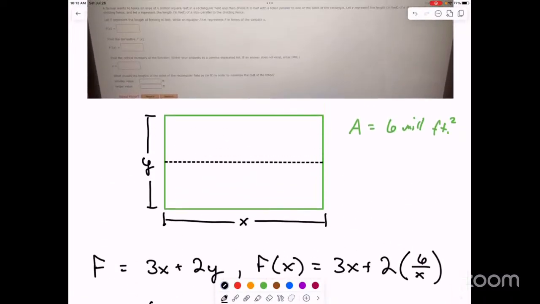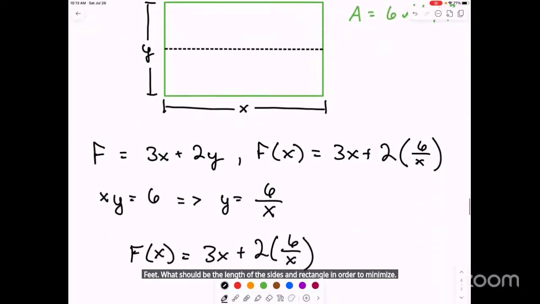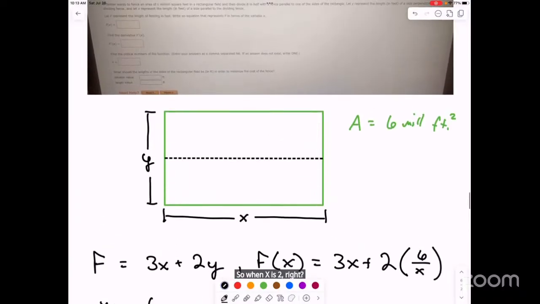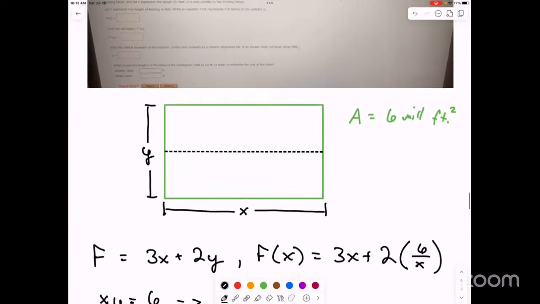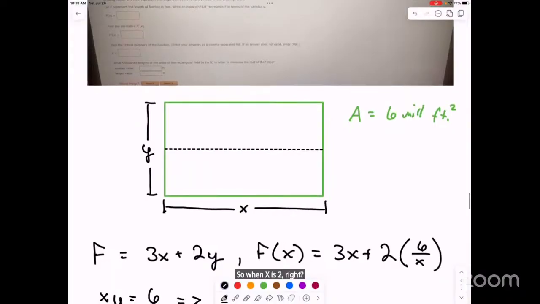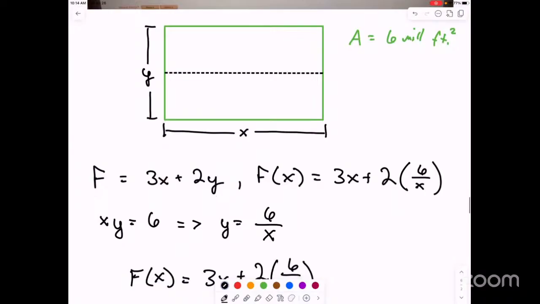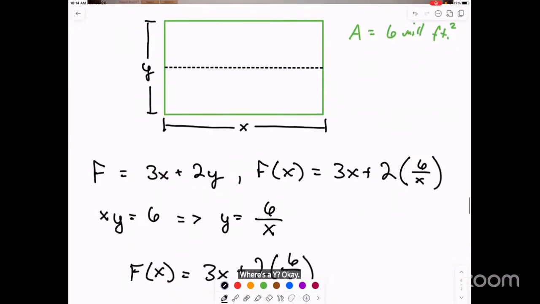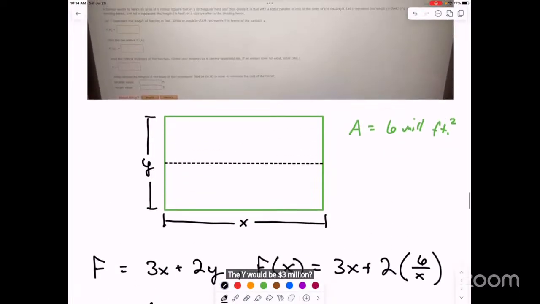Feet. What should be the length of the sides of the rectangle in order to minimize this? So when x is 2, what should be the length of the sides of the rectangle of the field? Where's y? Okay. If x is 2 million, y would be 3 million. So 2 million feet and 3 million feet.